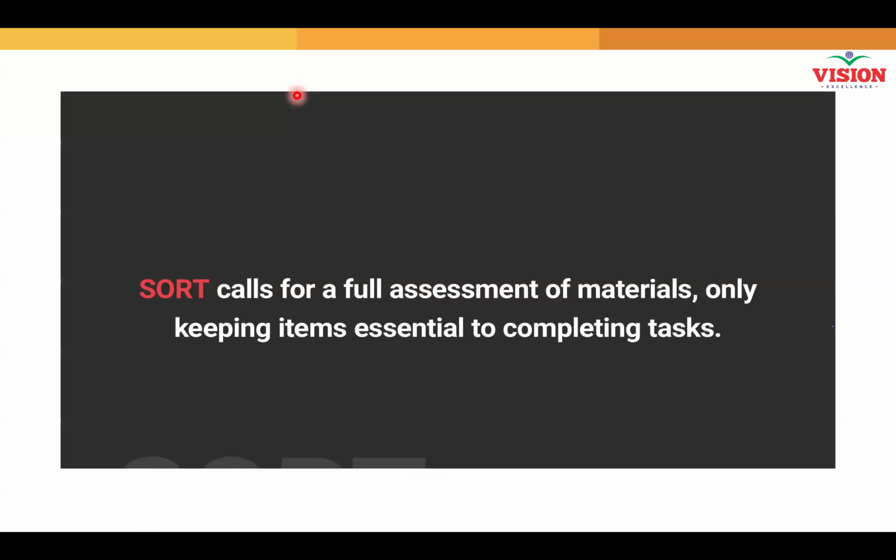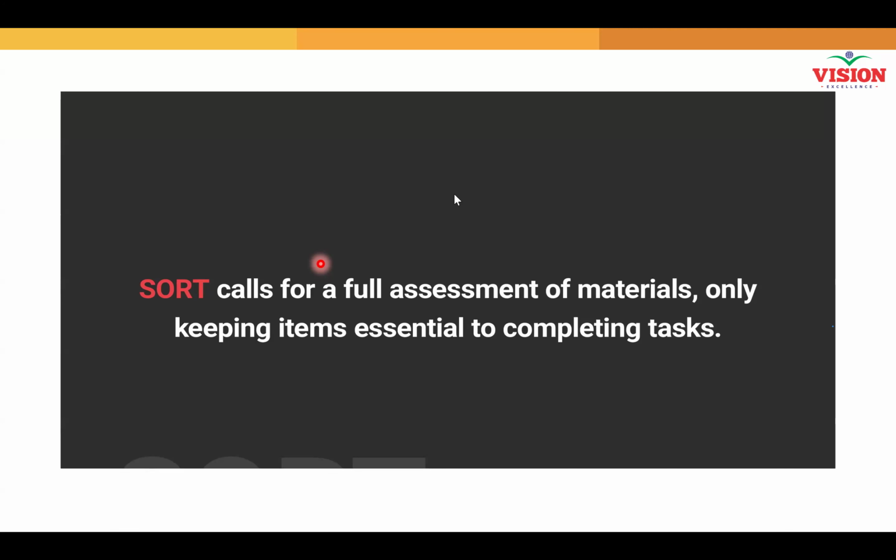Sort calls for a full assessment of materials and keeping only the items that are essential to complete the task. In your zone, what are all the items available? You should be able to create a list. If I give you 5 minutes, will you be able to pick up your wallet and write down everything that is present in it? Possible, right? All the credit cards, debit cards, license, Aadhaar, everything you can write down, right? That's the first step.